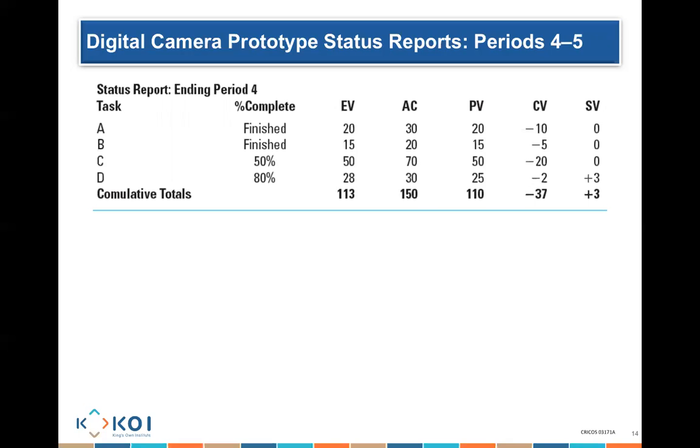If I earned 50% of C, how much have I earned? 50, correct, because the overall is 100. If I earned 80% of D, how much have I earned? 28. 28, that's correct. So look at the screen now.